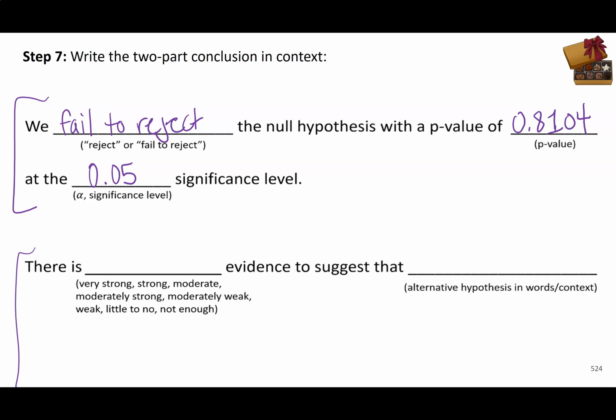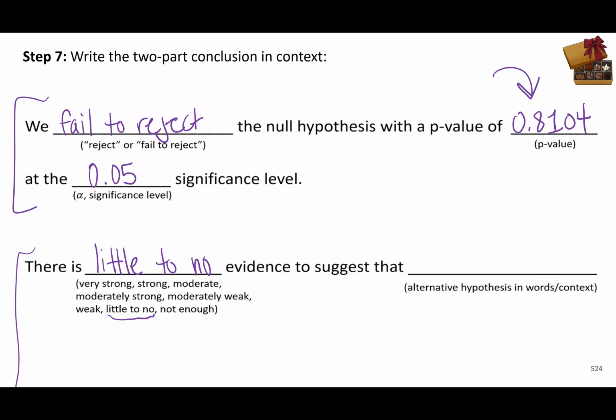Okay, and then for our second part, a p-value of 0.81, that is really weak evidence. So I would say little to no evidence here. I've seen some folks that'll write no evidence. I like to avoid that because saying no evidence implies that there's zero evidence. That's not actually true. It's just that the evidence we have is very, very weak.